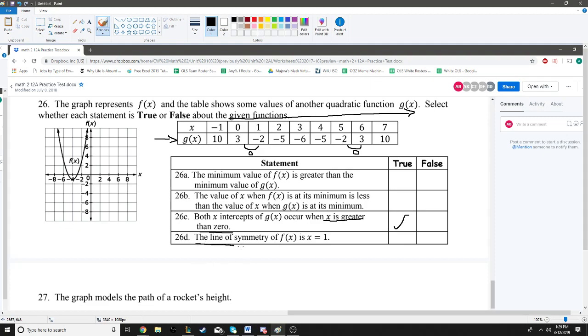And this says the line of symmetry for f of x is x equals 1. That is false. It should be x equals negative 4. Because again, that is the x value of our vertex.